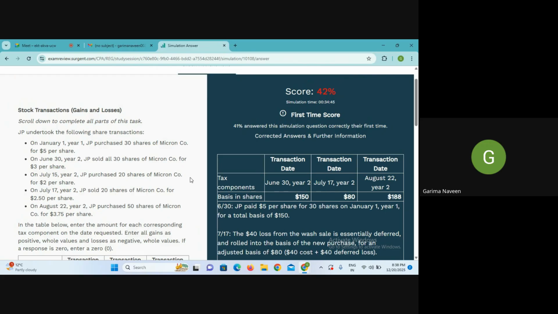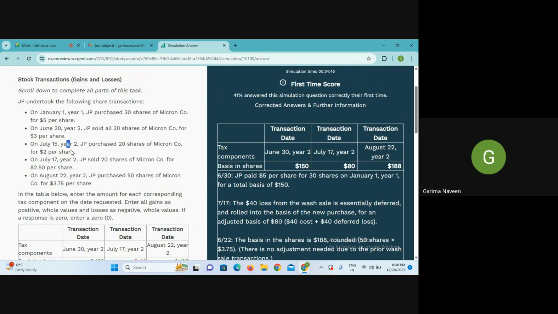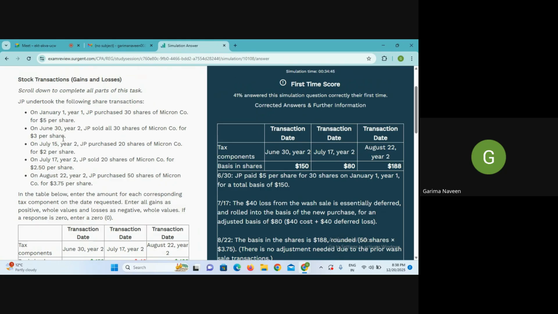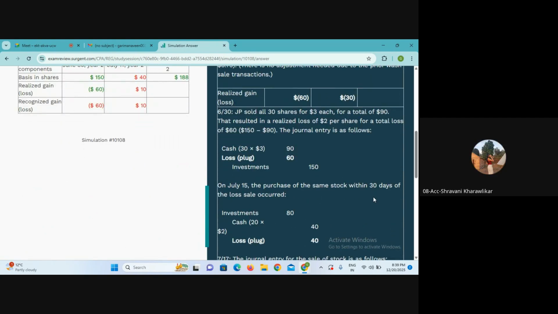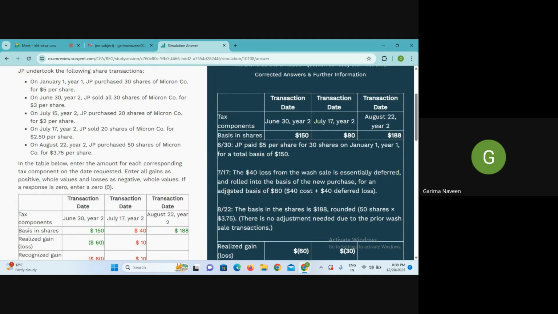I think there is some mistake because there is no loss here. But how are they calculating? So they are taking the loss. So on July 15, the purchase of same stock within 30 days, the wash sale occurred. Investment of $80, cash loss is $40. So investment of 80.